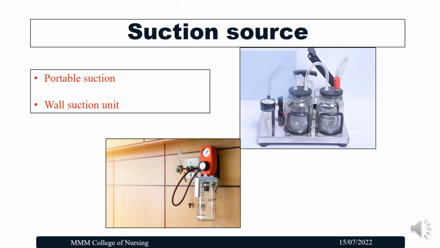Once the suction catheter is ready, it can be connected to the suction source. The suction source can be either a portable suction or a wall suction unit. Portable suction is one we can move, bringing the suction apparatus near to the patient, or we can keep it aside. Wall suction is a permanent one which is fixed to the wall. So this wall suction we cannot mobilize, but portable suctions we can move.